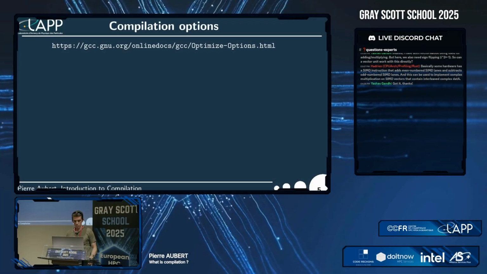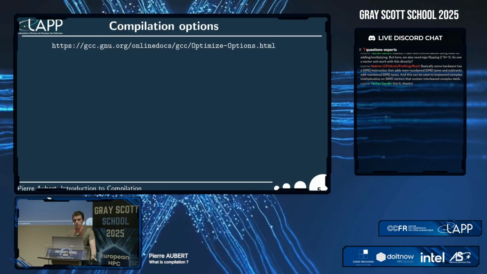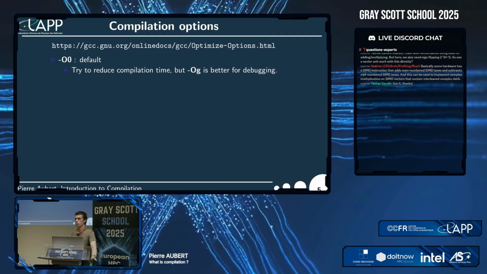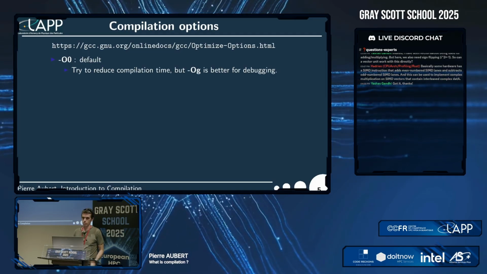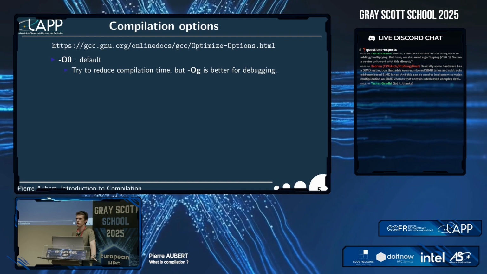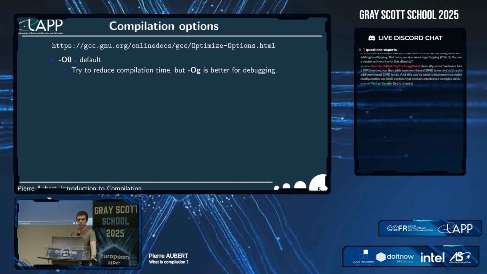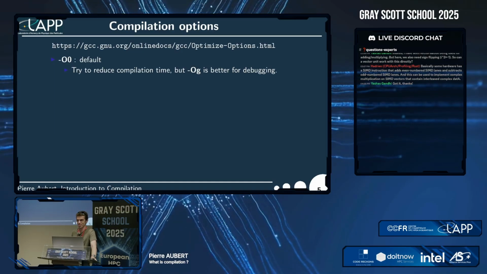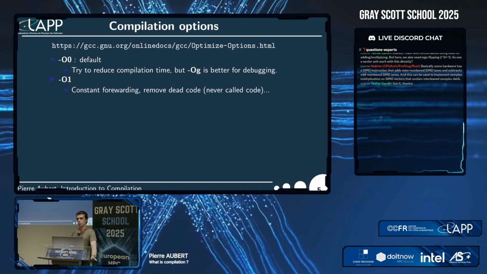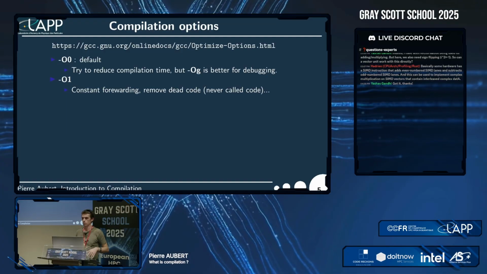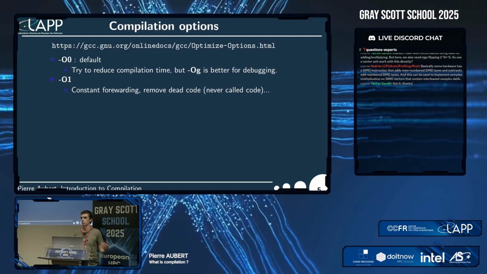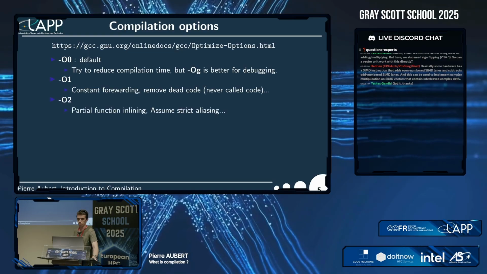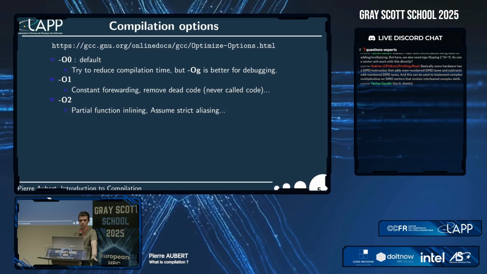So, in terms of options, I give you the documentation of GCC, but you have similar documentation for your favorite compiler if you want. So basically, for O0, there is no optimization at all. It is the default compilation flag. So if you have no flags, you can have a speed up of 15 just by changing a flag. So do it. Normally, it should be nice. Then O1, we do some constant forwarding, remove some dead code. Not too much, but just a few. Then partial inlining for the function, and we assume also strict aliasing.